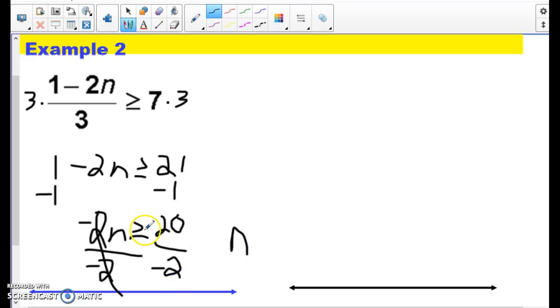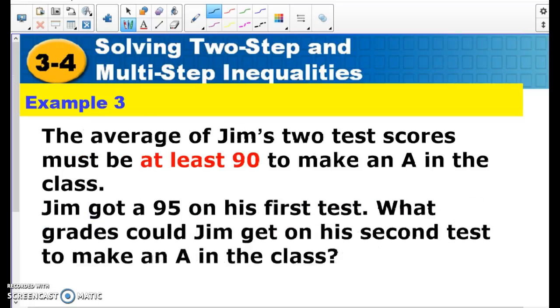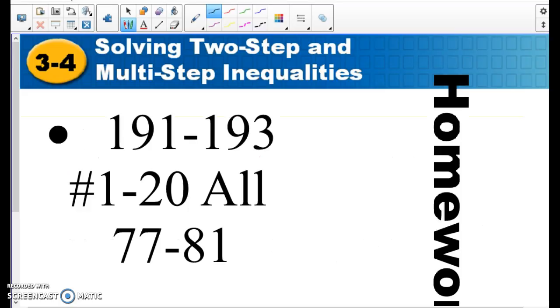Remember, if you multiply or divide by a negative, that sign gets flipped. It was a greater than sign. Now it is a less than sign. 20 divided by -2 is -10. That rule still applies even though we're in a different section. If you multiply or divide by a negative, the sign gets flipped. Okay, we will have to write some inequalities. You guys have been really good with that so far, so it should not be an issue for this section.